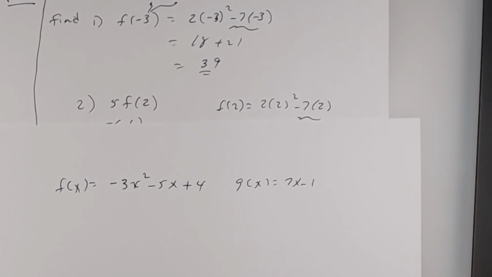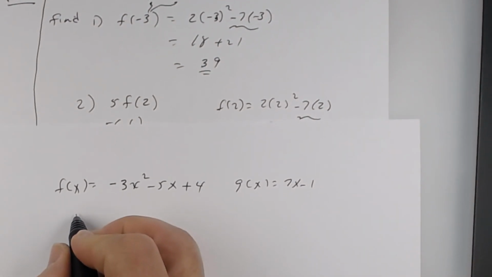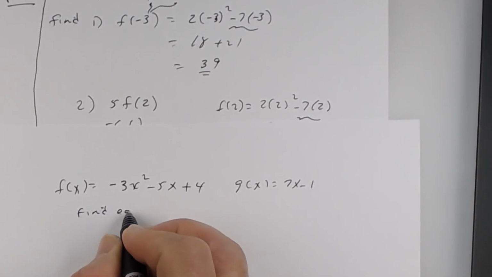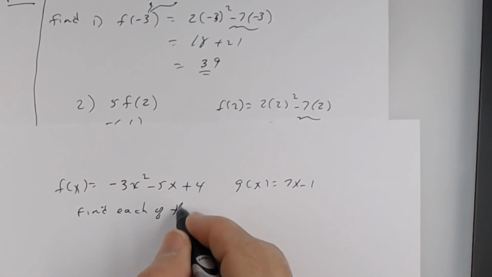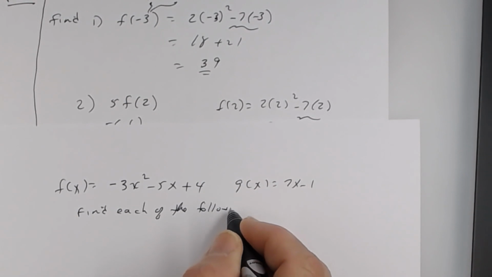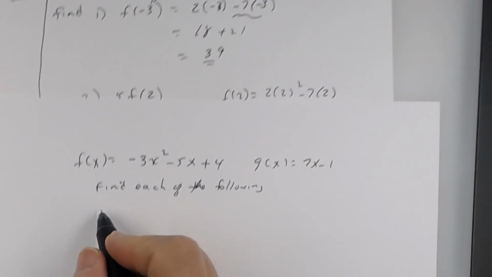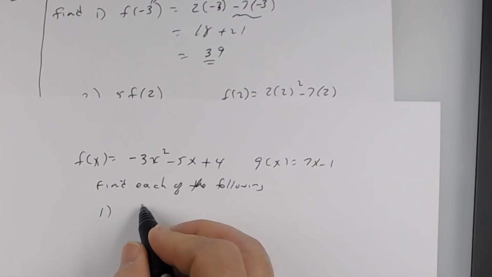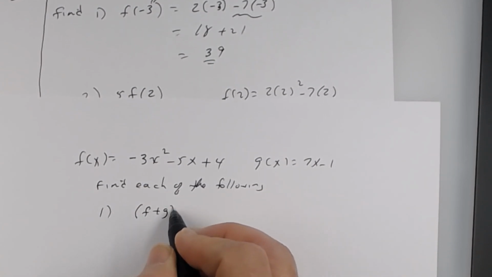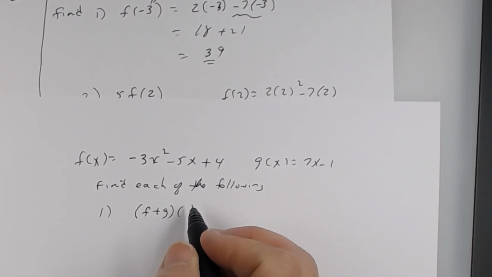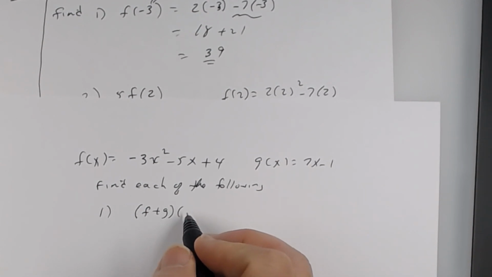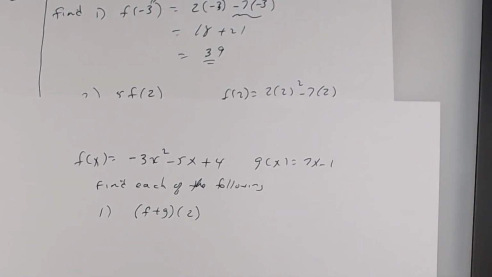First of all, do y'all know that those are polynomial functions? Okay. So on your test Saturday, you need to be able to do something like this. Find each of the following. Okay, number 1. Find f plus g at, let's say, negative 5. I'm sorry, let's say 2. F plus g at 2.